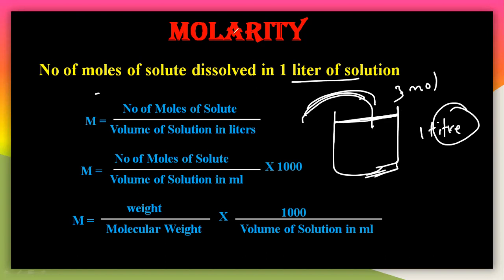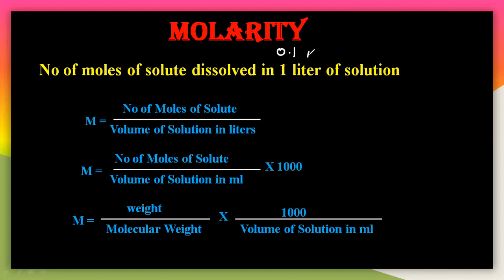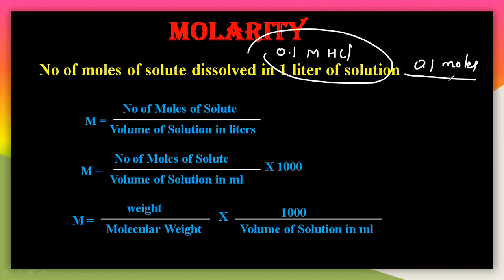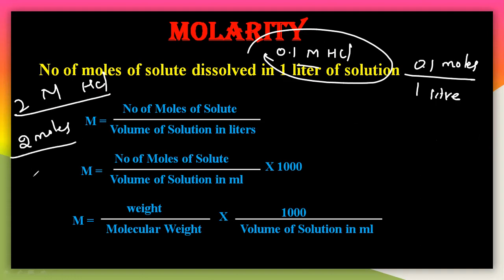Let us take one example. If you have 0.1 molar HCl, it means that you have taken 0.1 moles in 1 liter of solution. So 0.1 molar HCl means you have taken 0.1 mole. If you have the molarity as 2 molar HCl, that means you have taken 2 moles in 1 liter of solution. In 1 liter of solution, not solvent, this is 1 liter of solution. So let us understand these things in a calculation.